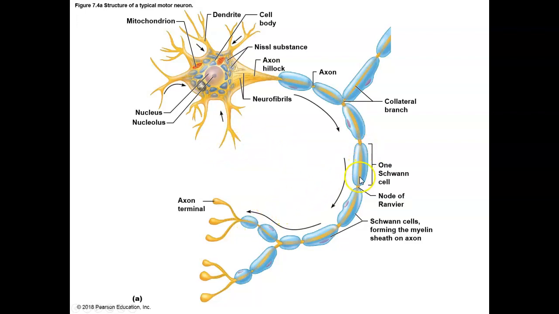Okay. And then again, here you have your Schwann cells. So this would be a PNS neuron. And these are the nodes of Ranvier in between.